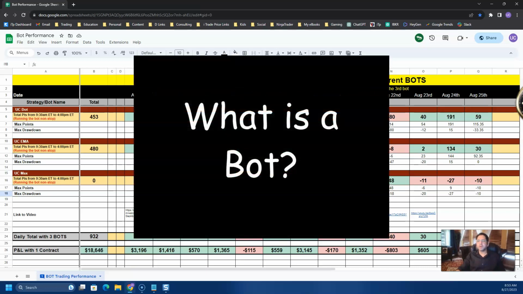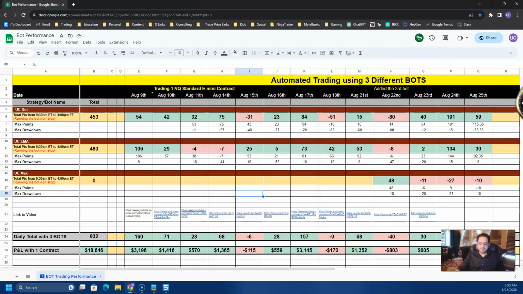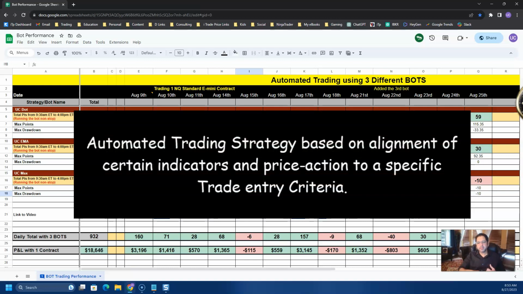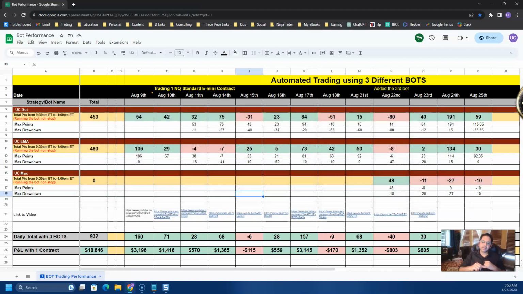So first of all, what is a bot? Well, a bot is basically an automated trading strategy which is based on systematic trading. You're looking for certain criteria of the chart, of the price action, and the indicators that I am using for this strategy. You wait for that criteria to align to take the entry, and then, based on your trading goals, you look for the profit, or you look to get out of the position when your stop loss gets hit.